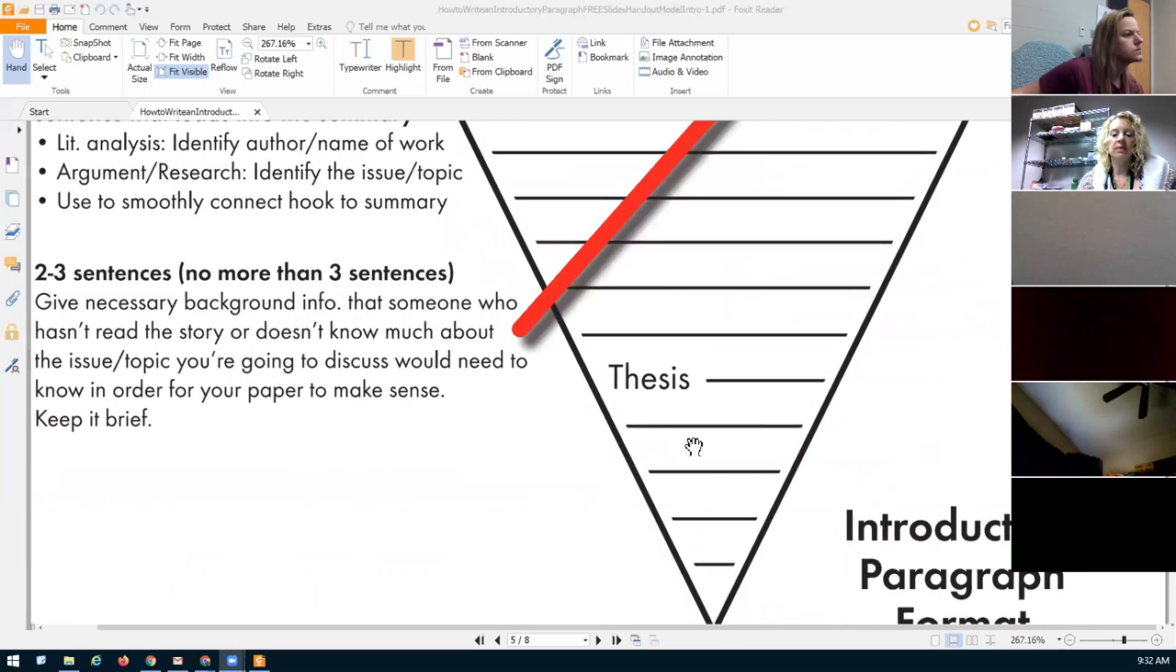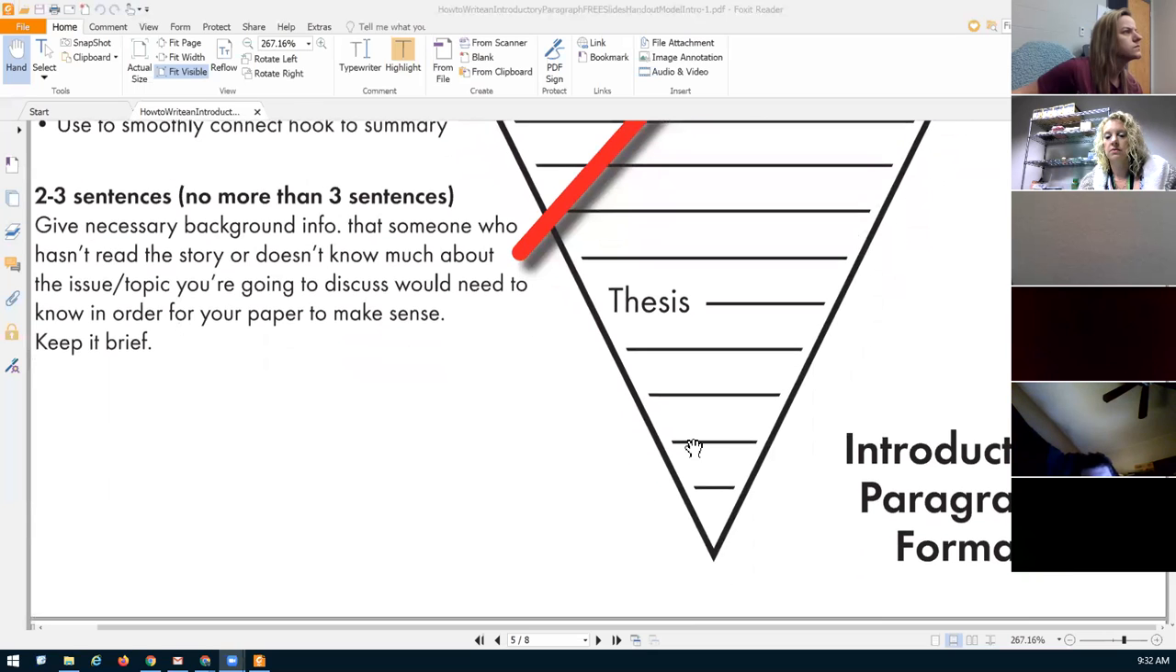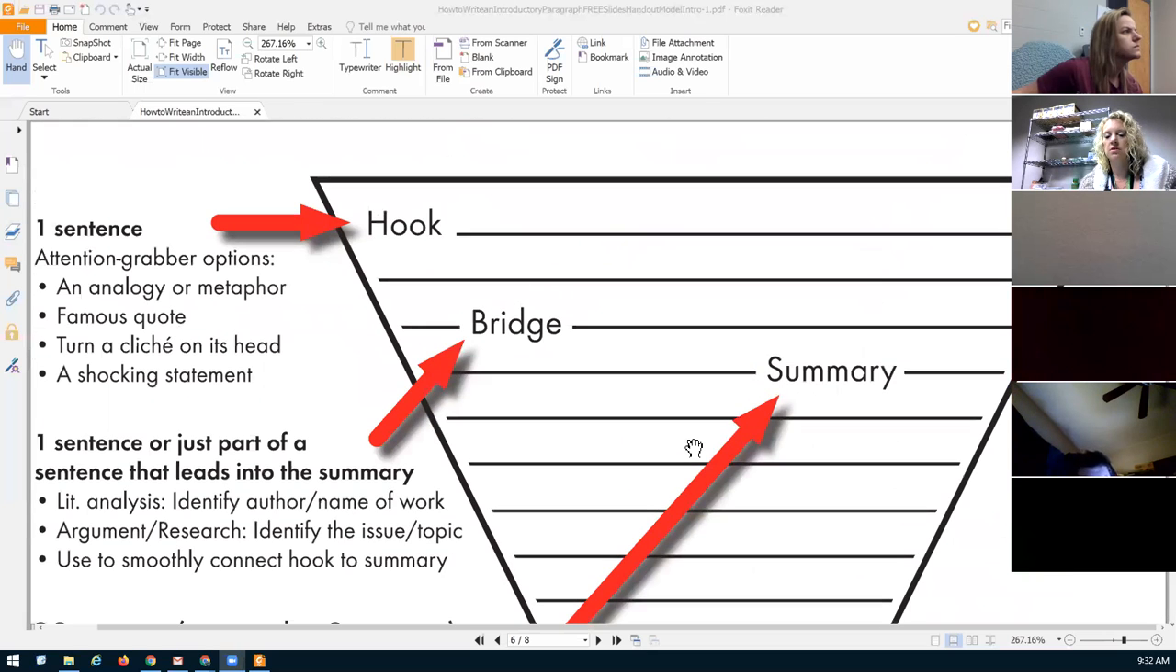And then, of course, you have your thesis statement that you all have written, or you should have written by now, which some of you haven't. Questions on that so far? Nada? Nothing? Okay, that's fine, it's okay.